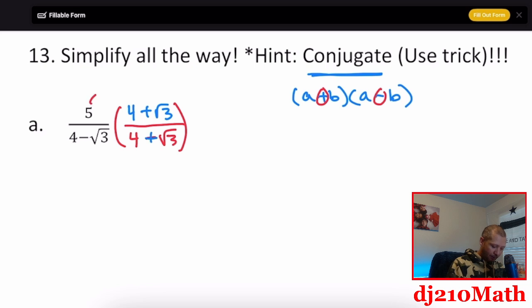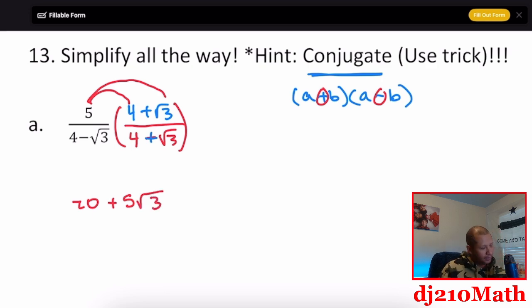Okay. Distributing up top, 5 times 4 is 20. Okay, 5 times root 3 is not 15. You can't multiply something outside of a square root times something inside of a square root. The 5 will just go in front of the square root. That's the only way to multiply. It's the only way.